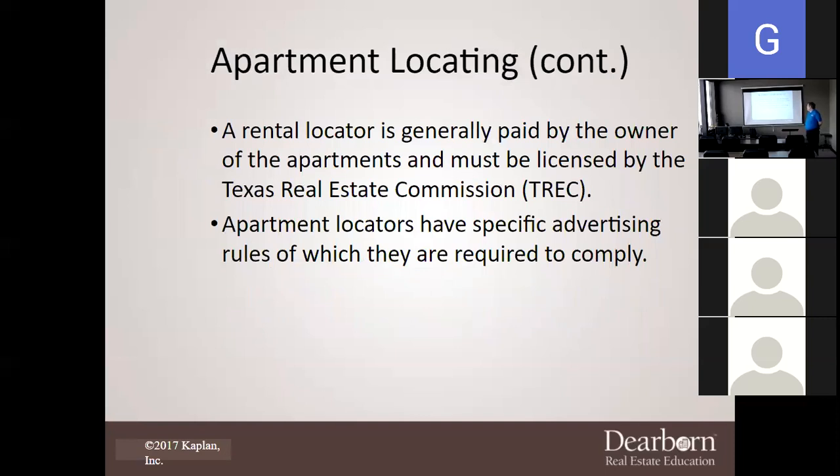A rental locator is generally paid by the owner of the apartments and must be licensed by the Texas Real Estate Commission. Apartment locators have specific advertising rules with which they are required to comply.